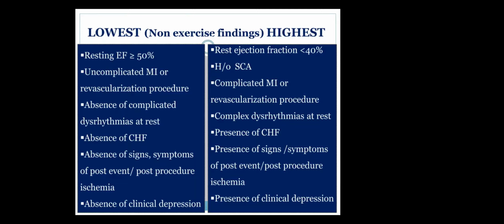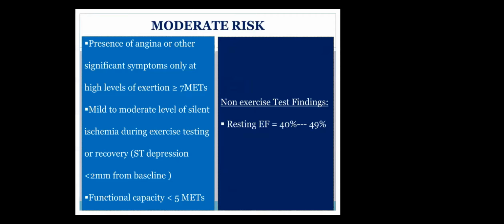Again, for the individual to qualify for low risk, all of these factors have to be present. And even if a single factor from the high risk category is present, the individual will be classified under high risk. So once we have stratified into low and high risk, then it is easy to compare the moderate risk. In case of moderate risk, there is presence of angina or other significant symptoms, but only at high levels of exertion. So more than 7 minutes.